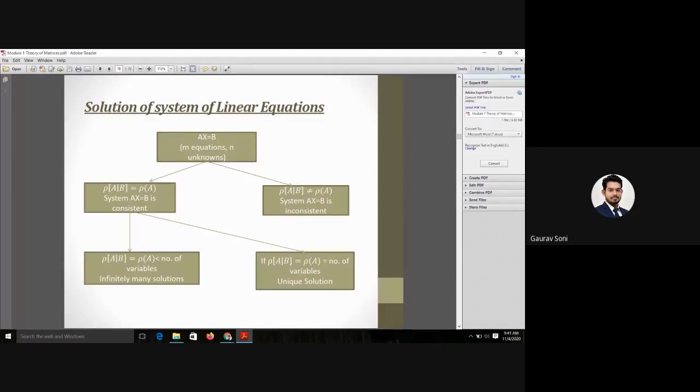Say Ax equal to B is the system of linear equations, M equations, N unknowns. Now what happens is, if the rank of the augmented matrix is equal to the rank of A, look on the left hand side, then the system has a solution. That's all I can guess. Look, there are three guesses. It will have a unique solution, it will have infinite solutions, or it will have no solution.